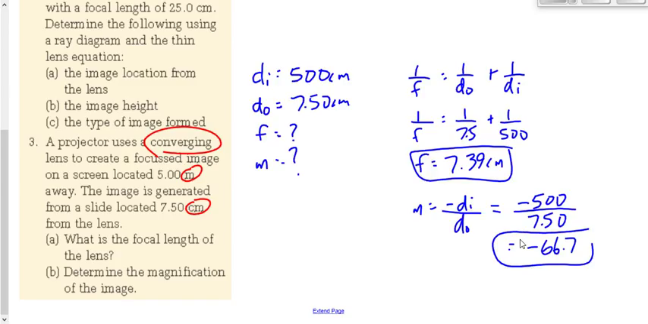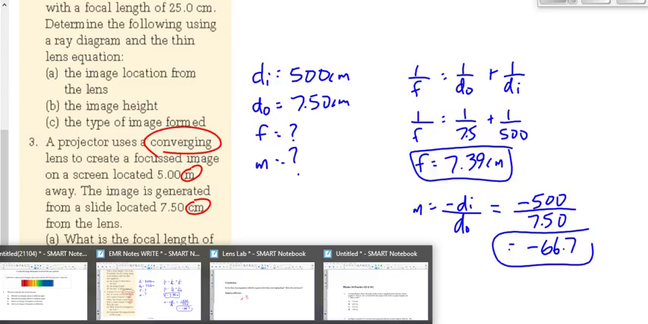We don't have to identify characteristics of this, but if we did, we would know that it's really, really big, bigger than the object. We know that it's upside down because my magnification is negative. And we already know that it's real because it's projected onto a screen. They tell me that in the question.